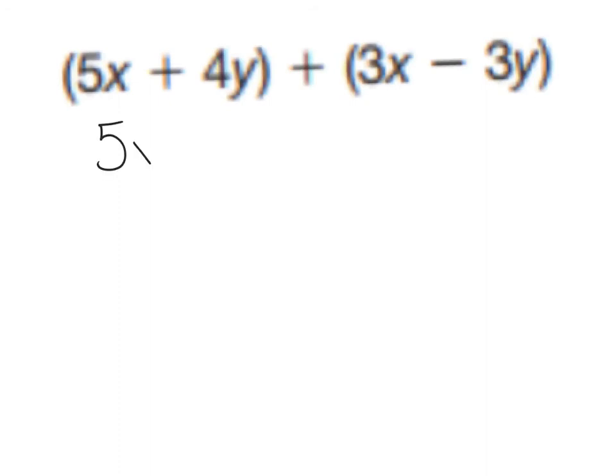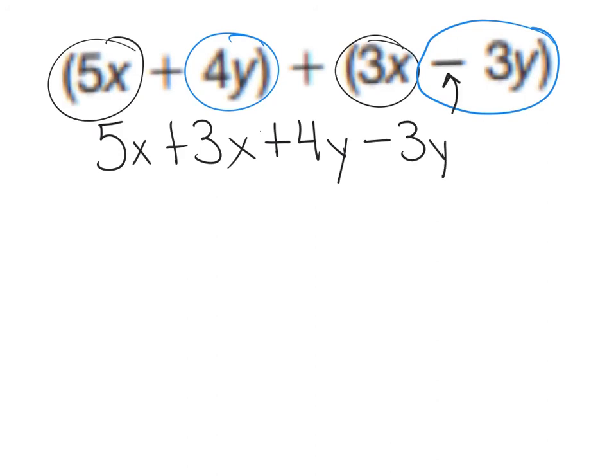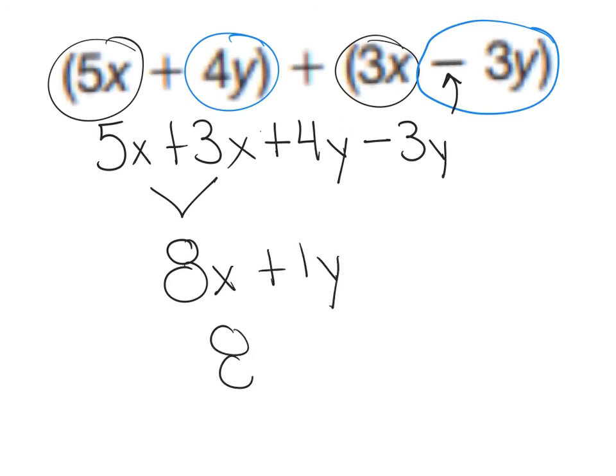So I have 5x plus 3x, so 5x and 3x are the same, plus 3x. And then we have 4y, and we also have minus 3y. Don't forget that subtraction sign. So we're going to do plus 4y because there's a plus sign in front of the 4y, but this is going to be minus 3y because there is a minus sign in front of it. So 5x plus 3x gives me 8x. 4y minus 3y gives me 1y, which is normally written as 8x plus y.